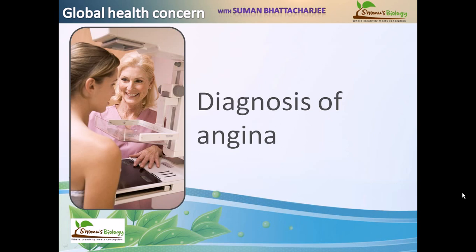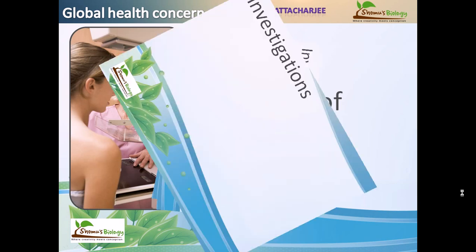So that's why we need to diagnose this disease very well, because it can be classified into various types. They are having various implications. So we need to understand what the diagnosis of angina is. Diagnosis is obviously always an integral part. So for diagnosing angina, we need to look for symptoms.